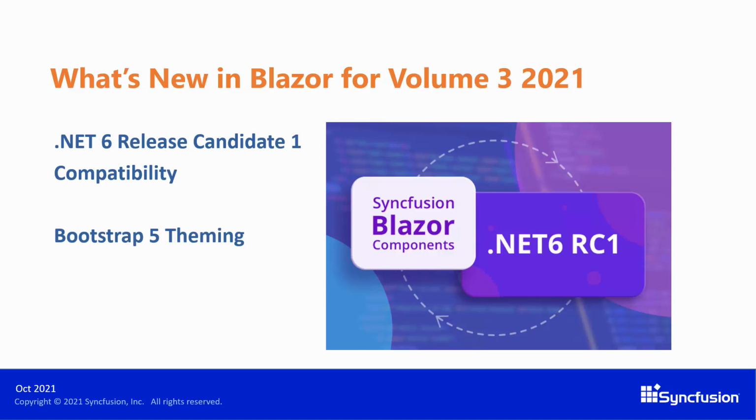To meet its standard and the other enhancements, we worked in this Volume 3 2021 release to make all our Blazor components compatible with the .NET 6 RC1 update. So we are glad to officially announce that all our Blazor components are now completely compatible with the .NET 6 RC1 update. And apart from that, a new Bootstrap 5 theme has been introduced. So now all our Blazor components can be rendered in both the light and dark variants of the Bootstrap 5 theme.